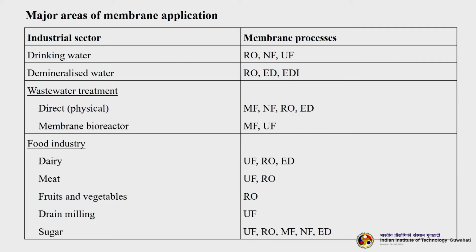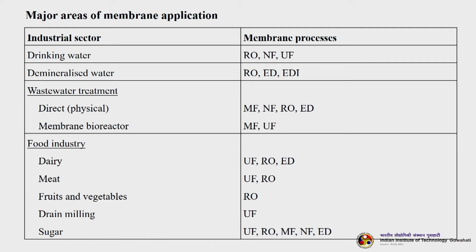So, in drinking water we can use either ultrafiltration, nanofiltration, or reverse osmosis. In demineralization of water we can use RO and electrodialysis. In wastewater treatment, whether it is direct physical treatment or membrane bioreactor, we can use all sorts of pressure driven membrane processes as well as electrically driven membrane processes such as microfiltration, ultrafiltration, reverse osmosis, electrodialysis.